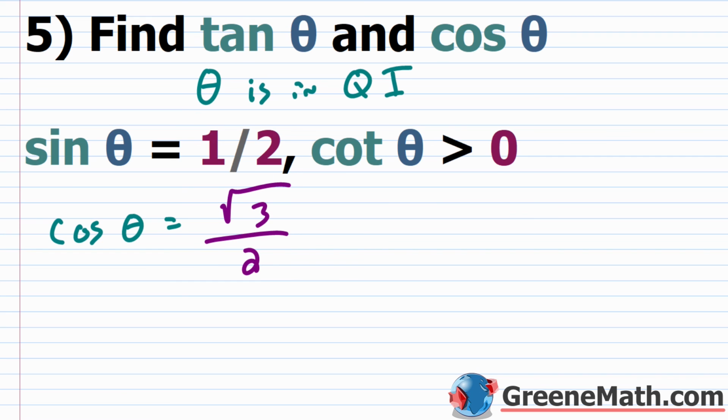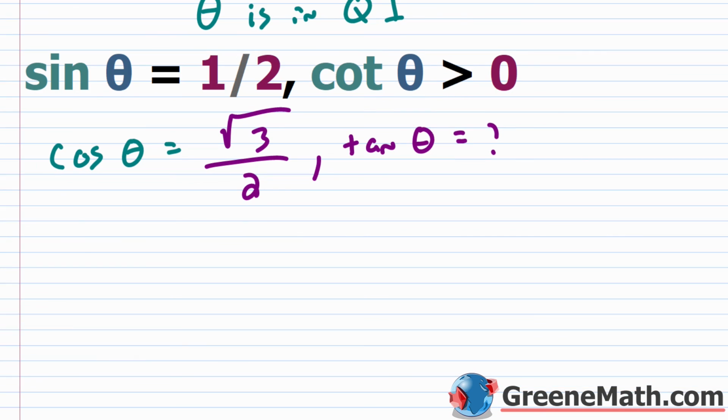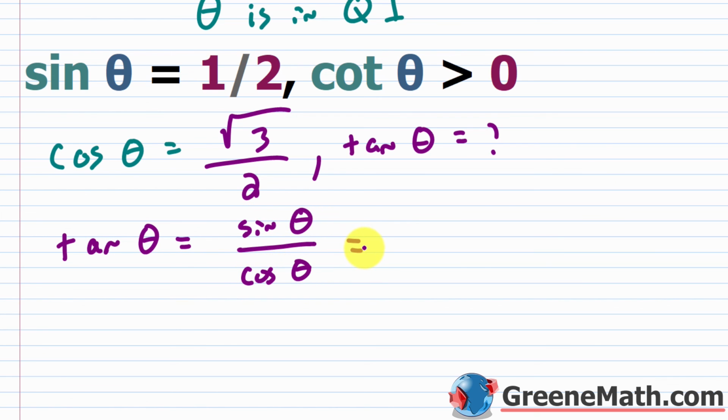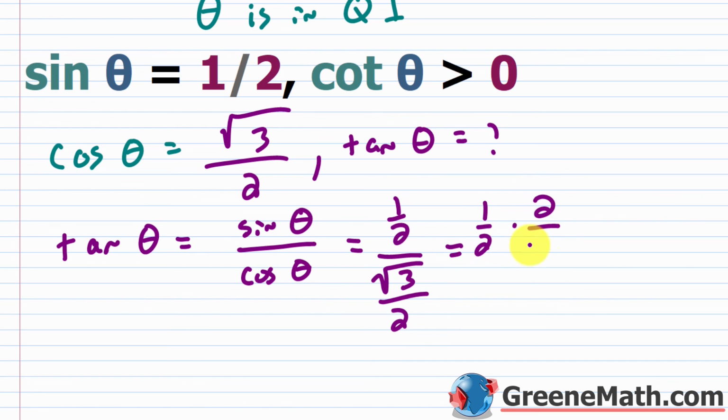We also want to figure out the tangent of theta. So we want the tangent of theta. So that equals what? Well, I can use my identity that tells me that the tangent of theta is equal to the sine of theta over the cosine of theta. So in this particular case, the sine of theta is 1/2, and the cosine of theta is the square root of 3 over 2. So we'll keep the 1/2 and we'll multiply by the reciprocal of this guy. So 2 over the square root of 3.